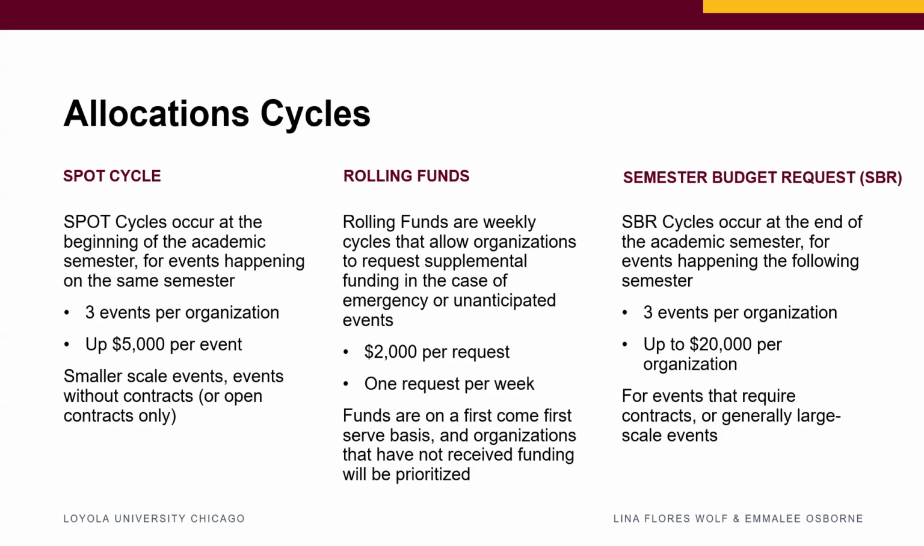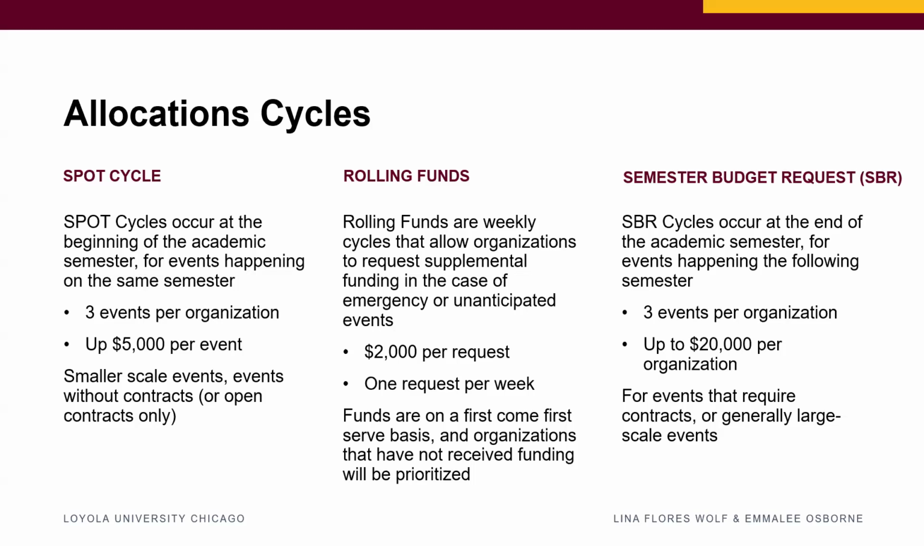But if you're hoping to utilize one of our open contracts, which we'll be talking about momentarily in a few modules, you can request those through the spot cycle. We also have rolling funding. Rolling funds are weekly cycles that allow organizations to request supplemental funding in the case of an emergency or unanticipated event. Organizations can request up to $2,000 per request, but can only submit 1 request per week.